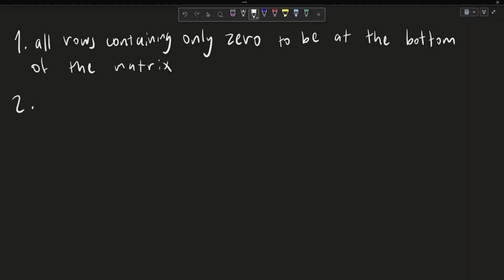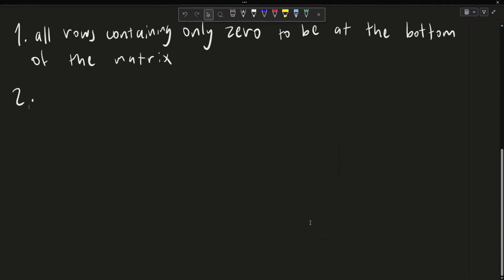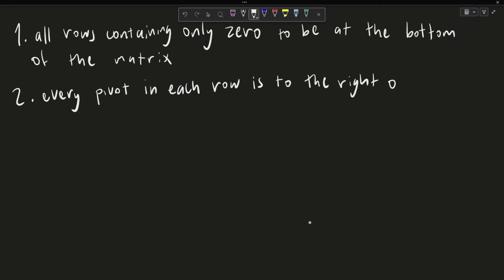Secondly, we want to make sure that the property with the pivot position is maintained. That is, we want every non-zero in any given row to be to the right of the pivot in the previous row. And third, we want every entry that's below each pivot to be a 0.